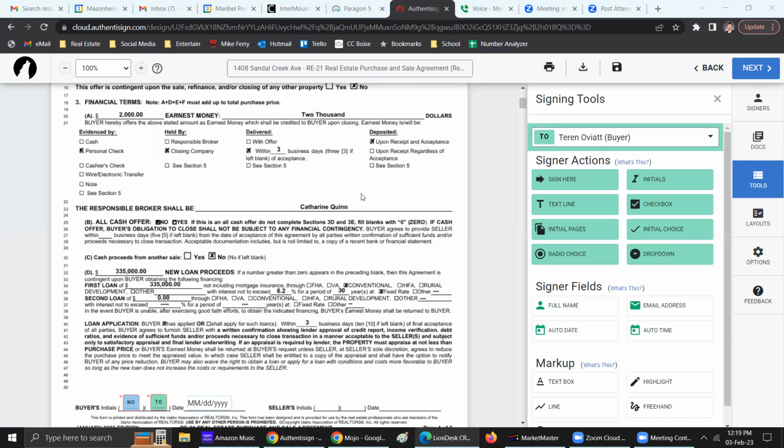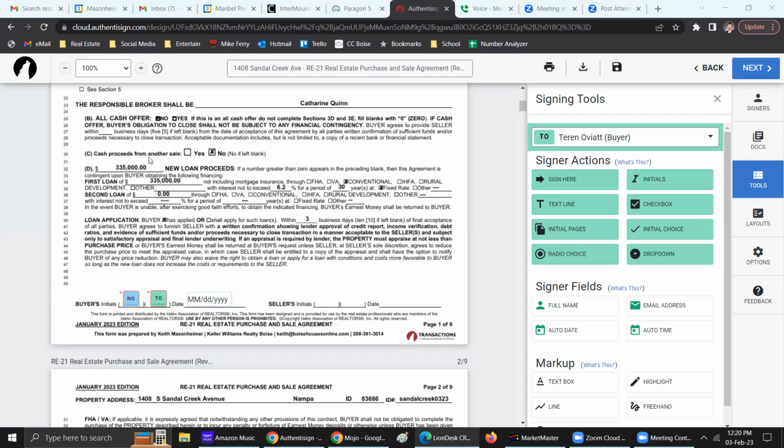Our response, so this is the broker of our office. We just have to have her on all of our documentation. Again, it's not a cash offer, and there's no proceeds from another sale. Sellers like to know that, okay, you don't have to sell another property in order to buy this one.